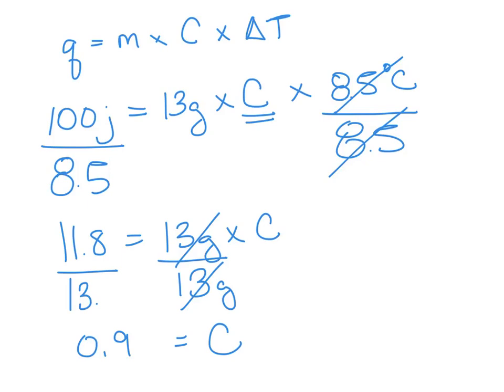And specific heat capacity is always measured in joules per gram degrees Celsius. So that's how you rearrange the formula for heat capacity.